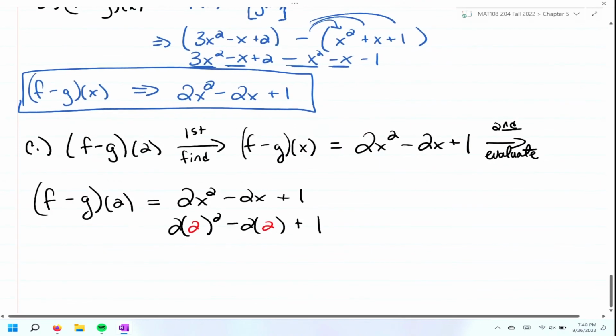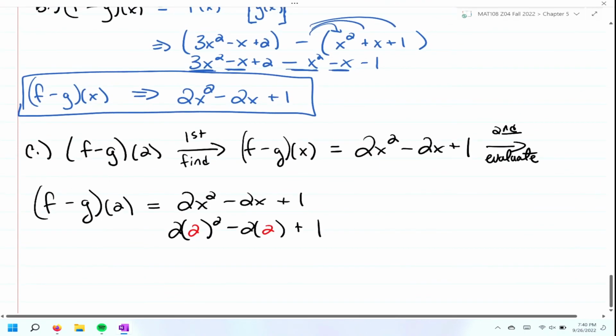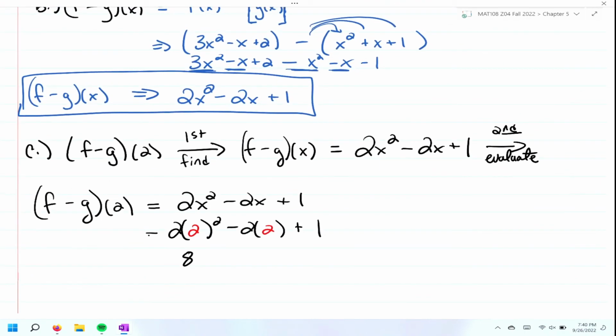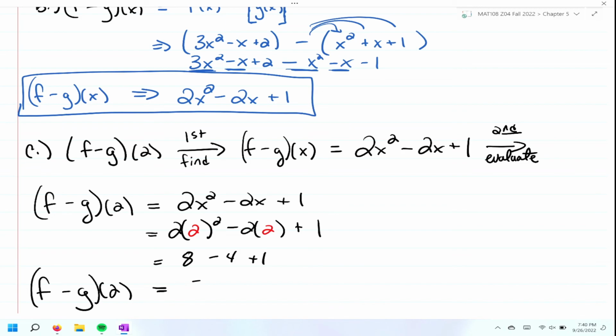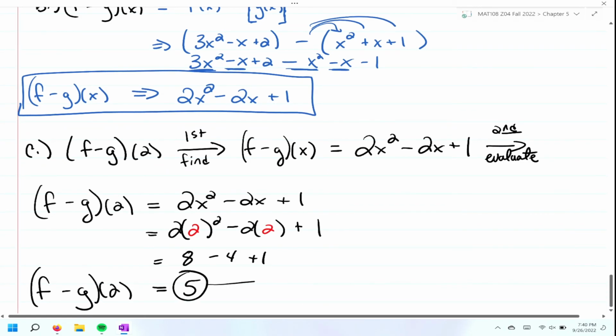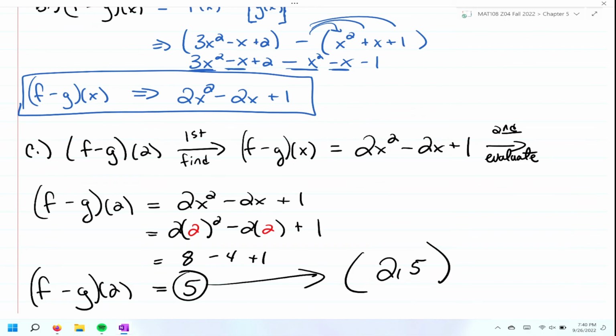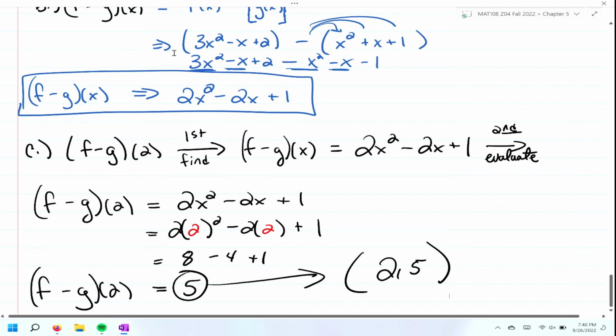So we get 2 to the second, which is 4, and 2 times 4 is 8. So this is going to be 8 minus 4 plus 1, and therefore f minus g of 2 is going to equal 8 minus 4 is 4, plus 1 is 5. Okay? So this would also be the point (2, 5), because your input is 2, your output is 5. All right? And I hope that made sense, because that is our first section all done.